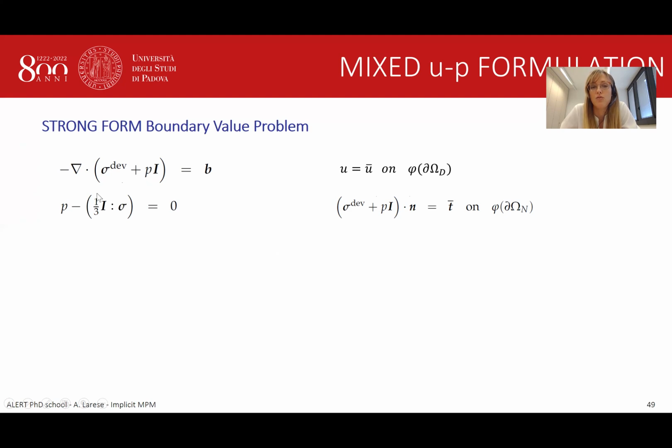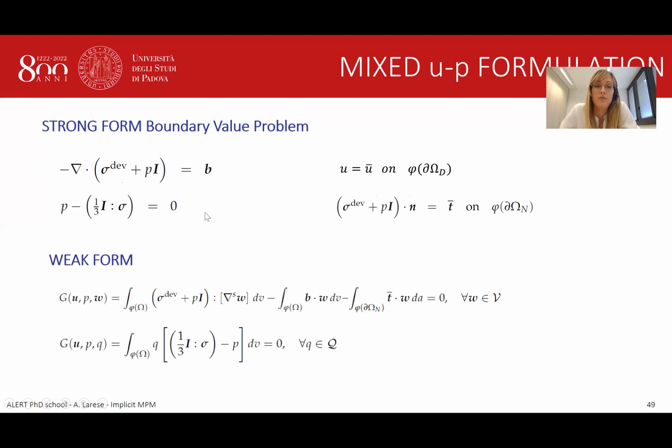And pressure is also appearing, of course, in the mass balance equation itself. That means that both U and P are primary variables. So we are using both of them as primary variables, and this allows us to overcome the lock-in problems. Of course, we still have a set of boundary conditions, and the difference is that now we don't have a unique equation, we have a system of equations.